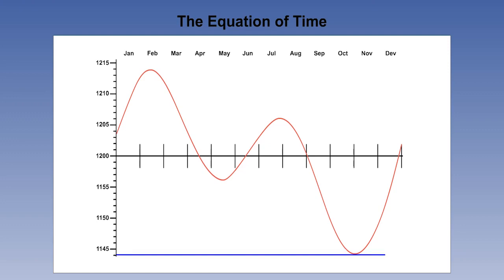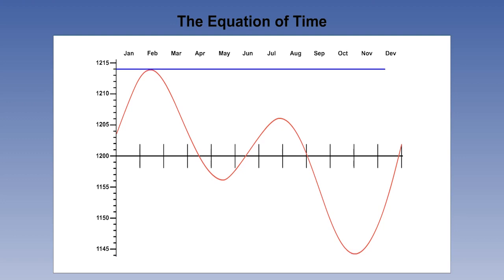The maximum difference is 16 minutes in November, when the real Sun crosses the Greenwich meridian at 11:44 UTC. The next biggest peak is in February, when the difference is 14 minutes, as the real Sun crosses the Greenwich meridian at 12:14 UTC.